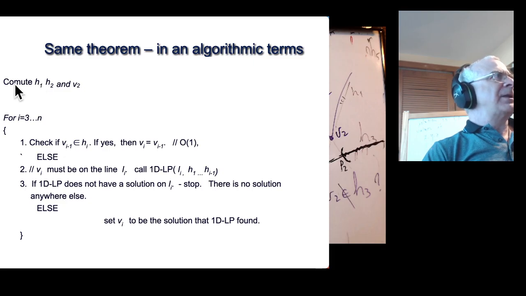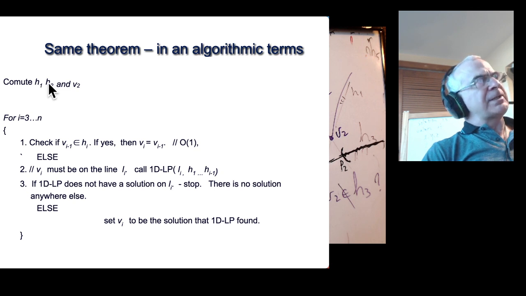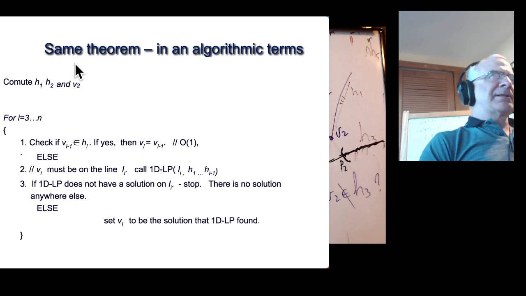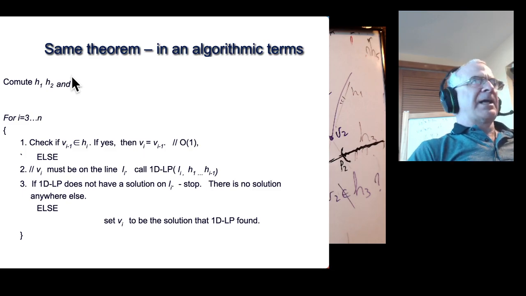There is a P missing. I take H1 and H2. I look at the intersection, call the intersection V2. That's the optimum solution for the case i equals 2.